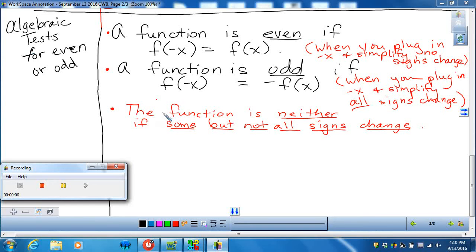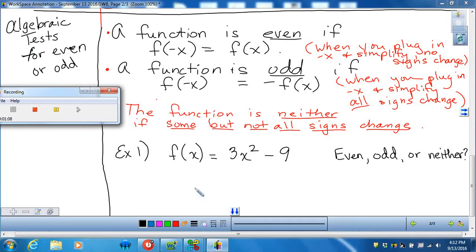A function is odd if f of negative x equals the opposite of f of x. In other words, when you plug in negative x and you simplify, all the signs change. You also have the situation where it's neither even nor odd, and that is the case if when you plug in negative x, some of the signs change, but not all of them. So let's do a couple of examples. If you'll take a moment and copy this information down, and then we'll do a couple of examples to show you how this works.